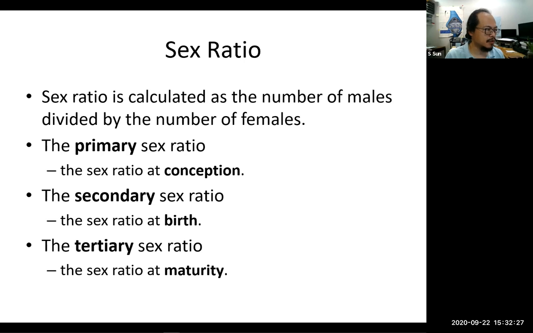So that leads to three types of sex ratio. The primary sex ratio is the sex ratio at conception. The secondary sex ratio is the sex ratio at birth. And the tertiary sex ratio is the sex ratio at maturity.